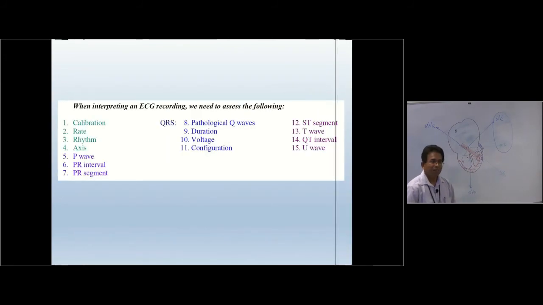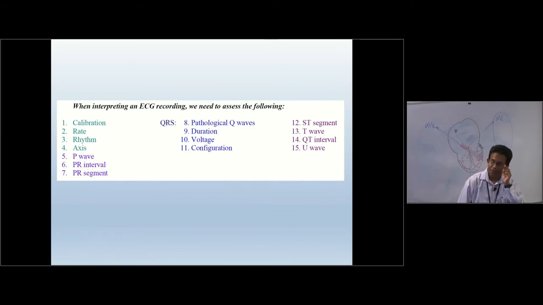All right. Now, when it comes to ECG interpretation, we have to consider 15 points. At year two level, we are not going to go through all 15 points. Each point is one chapter in the ECG book. So we are going to discuss only the first 4 mainly, and go over the P wave a little bit: calibration, rate, rhythm, and axis, and a little bit of P wave. That's enough for year 2 level. All the others and their associated pathologies will be discussed in year 4.